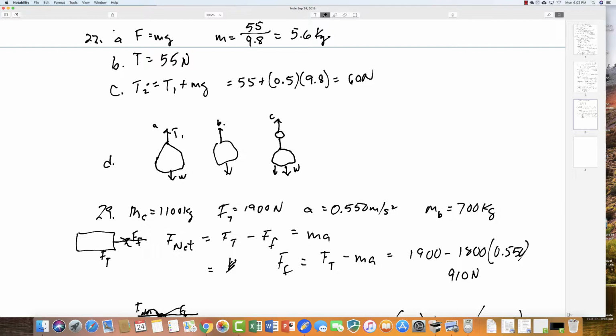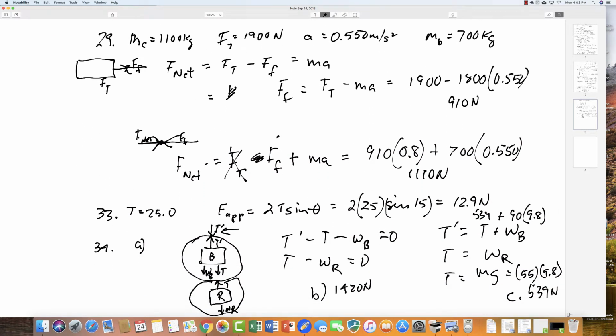And then lastly, what's the tension right here between the scale and the baby? In order to do that, you have to know that the scale has a mass of 0.5. So it's going to be 55 plus 9.8 times 0.5, which is the mass of the scale. And it's 60. And here are the three drawings here.